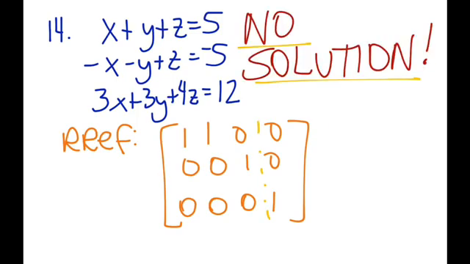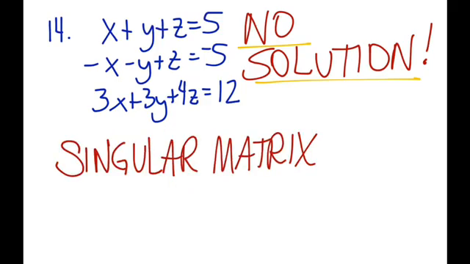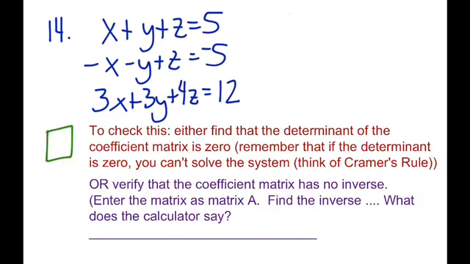What this actually means when you get something like this is that there is no solution. There is no set of variables x, y, and z that will make this system work, that will satisfy all three equations. So there is no solution. And remember from before, we call that a singular matrix, and that means the same thing as no solution. So you can write no solution. You need to know that that's also called a singular matrix.